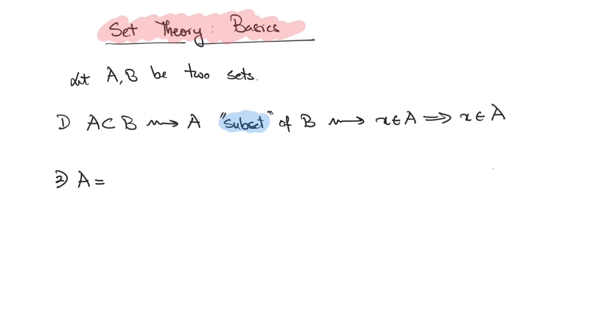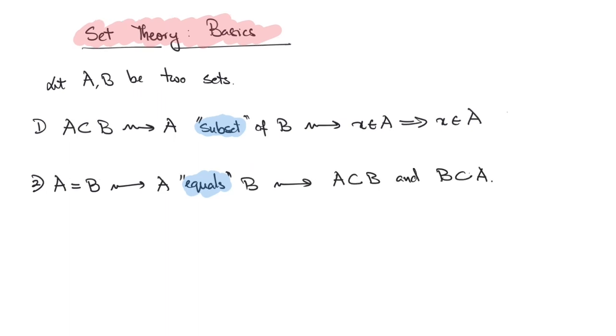We say that A equals B if A is a subset of B and B a subset of A. In the first case, the relationship is of containment, and in the second case, the relationship is of equality.